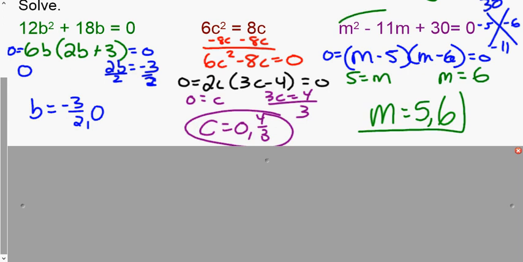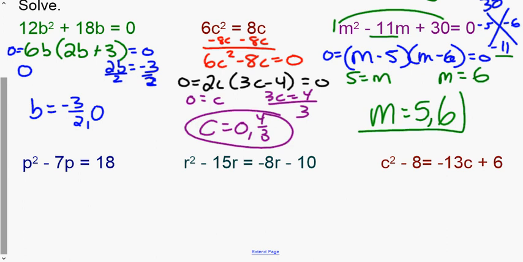Again, the m problem is diamond done, so we have 30 on top. Again, if you need to draw the rainbow arc, we had 1 times 30 on top, negative 11, so the b goes on bottom. So negative 5, negative 6. Again, a positive product means they're the same sign. The sum was negative, which means they're both negative. So we had m minus 5, m minus 6. Set them each equal to 0. Add the 5, add the 6, you get 5 and 6.